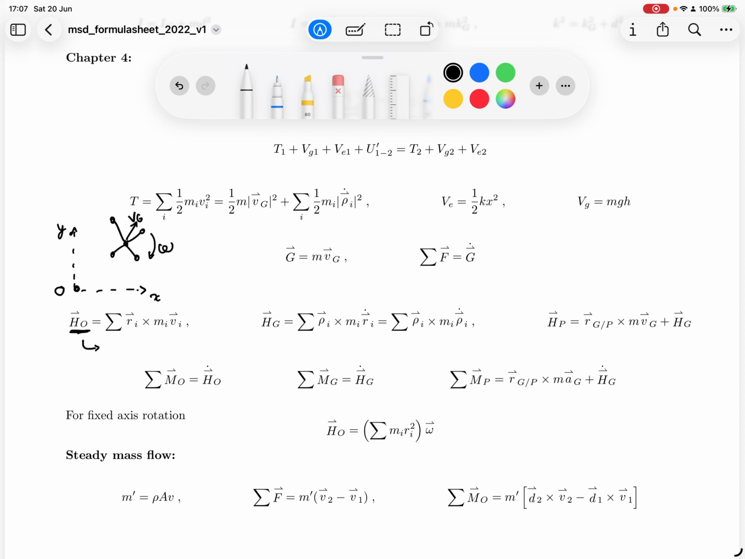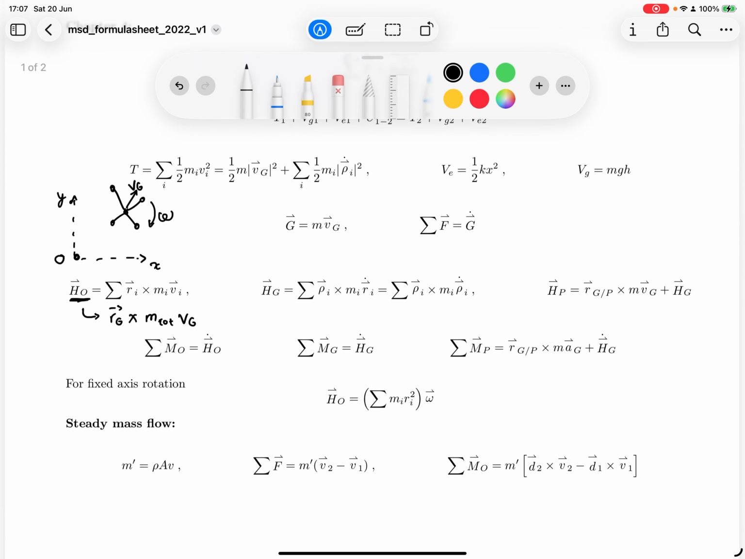Okay, and for a fixed point, HO, this can be simplified into RG crossed with M total times Vg. Okay, so the angular momentum of a particle around a fixed point basically tells you how the entire system, it tells you the angular momentum of the entire system around that same point, right?